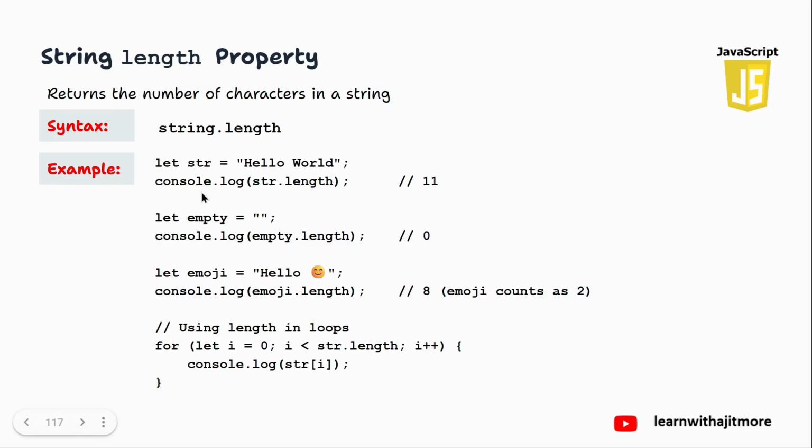Let me show examples. In some examples, this is just a normal standard string. Hello space world. So this is 5 and 5, 10, and 1 space, 11. So how much did string dot length give? 11. This is an empty string, so if we take the length of an empty string, it gives you 0.